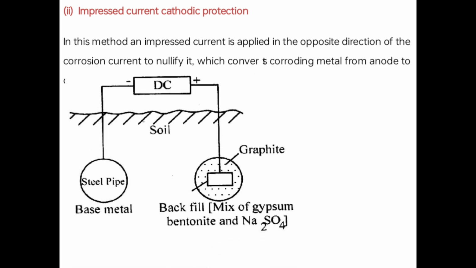Impressed current cathodic protection: in this method, an impressed current is applied in the direction opposite to the corrosion current to nullify it, which converts the corroding metal from anode to cathode. This is a diagram of impressed current cathodic protection. The steel pipe is connected to the negative electrode of a DC source, and a backfill mix of gypsum is used.